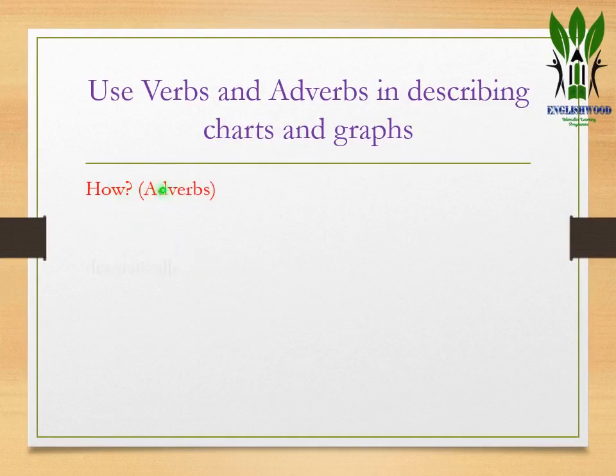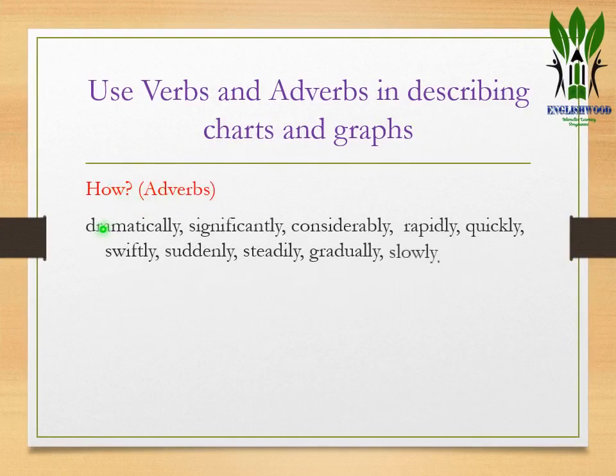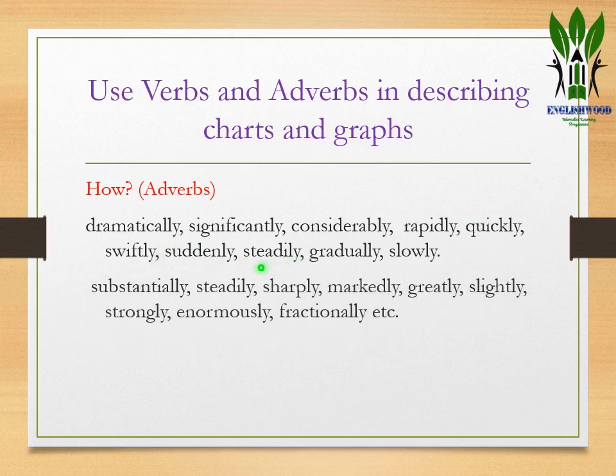these adverbs. How did it change? It changed dramatically. It is changing significantly. It is changing considerably. It changed rapidly. It changed quickly, swiftly, suddenly. Suddenly the students number fell down. Suddenly the students who achieved A plus increased. There was considerable increase from this to this year. You can write these words. All right, you pause the video and you remember these words.